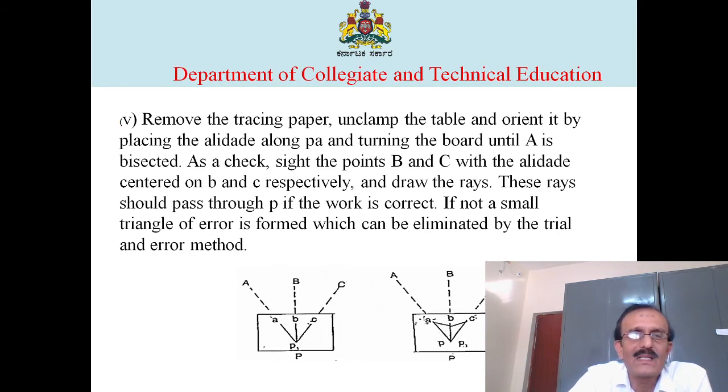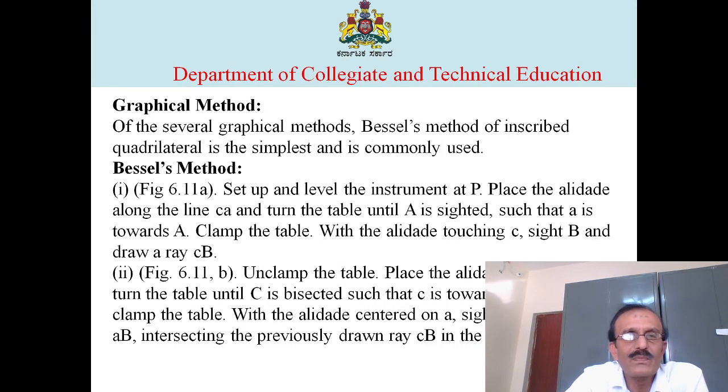board until A is bisected. As a check, sight the points B and C with the alidade centered on B and C respectively and draw the rays. All these 3 rays will pass through P if the work is correct. If not, a small triangle of error is formed, which can be eliminated by the trial and error method. So the pictorial presentation of the process that is to be conducted is shown in the figure.